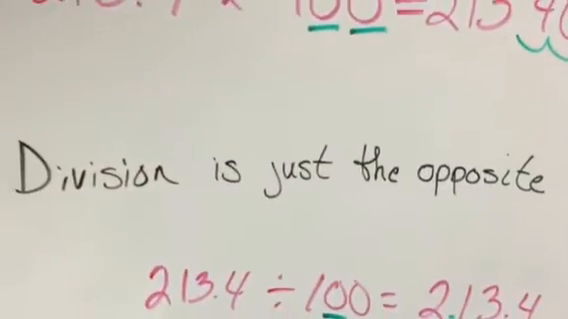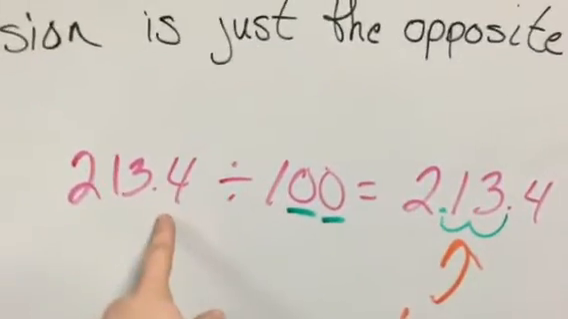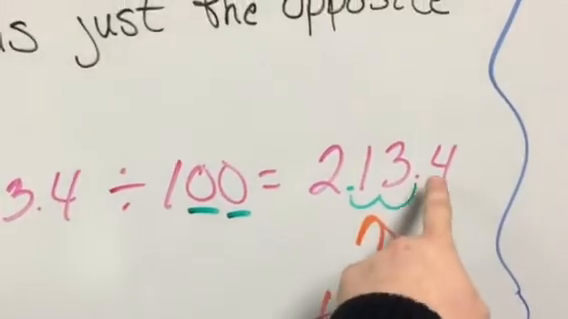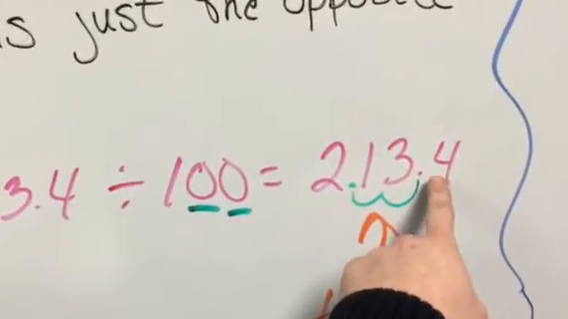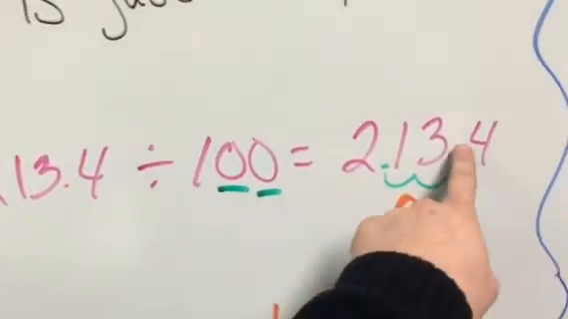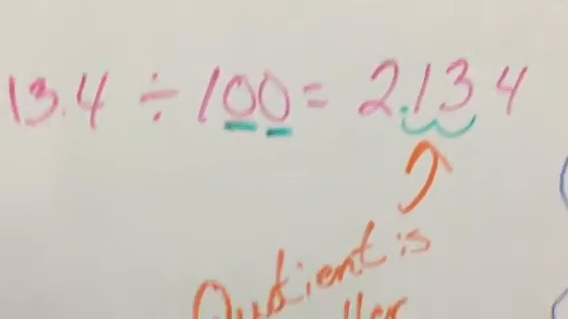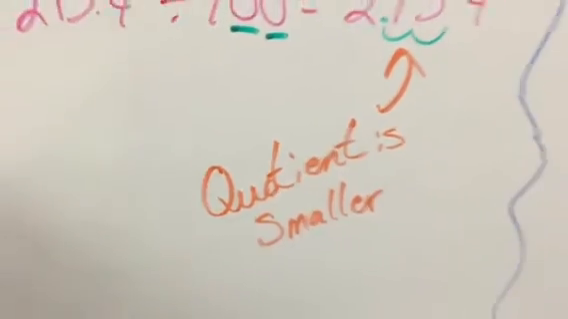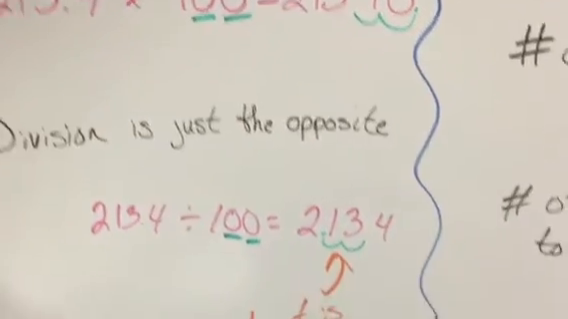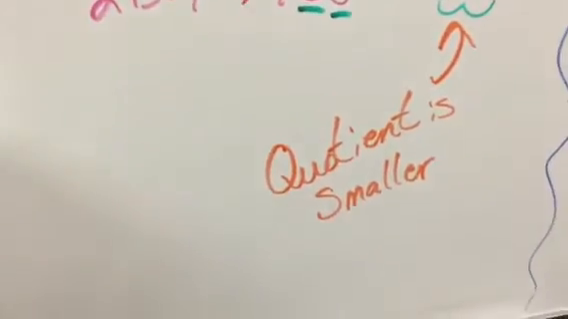Well, here's the key. Division is just the opposite. So if I take the same numbers, 213.4 divided by 100, again I have 2 zeros here. So instead of moving it to the right, now I'm going to move it to the left. So go 1 space, 2 space, and my number now becomes 2.134. So my quotient is smaller. So with multiplication, I move it to the right and my number gets bigger. And in division, I move it to the left, which means my quotient gets smaller.